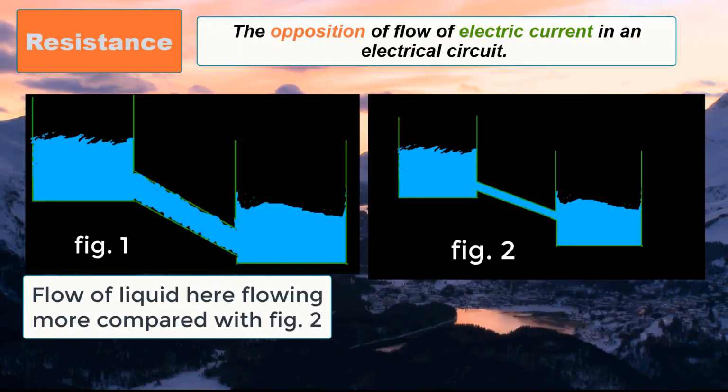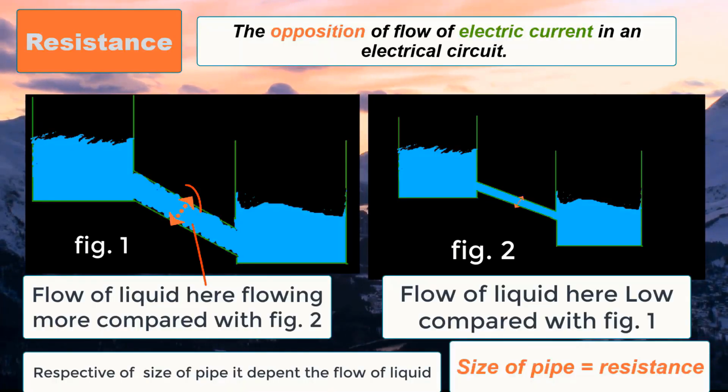Now let's return to our previous example of two jars. Here we can see the two jars are connected to each other by a pipe. From figure number 1 and figure number 2, the width of the pipe is different. So the amount of liquid flow is dependent upon the width of the pipe. Therefore we can assume the width of the pipe is equal to the resistance. The amount of liquid we assume as current. So, depending upon the value of resistance, the amount of current flows in the circuit.